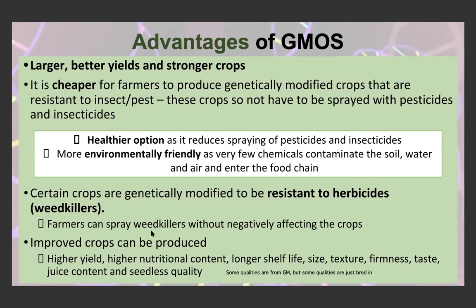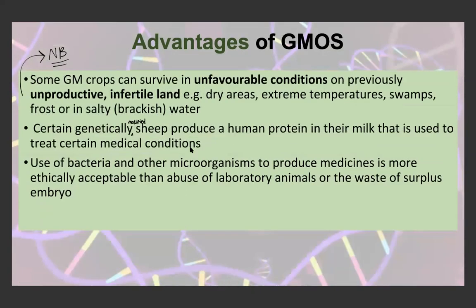You can also produce improved crops such as higher yield, higher nutritional content, longer shelf life, larger size, a better texture, firmness, taste, more juice content, and plants can be seedless. Some GM crops can also survive in unfavorable conditions, so on land that is previously unproductive or infertile. Now GMOs can be planted there, which allows us to have a lot better efficient usage of our land.